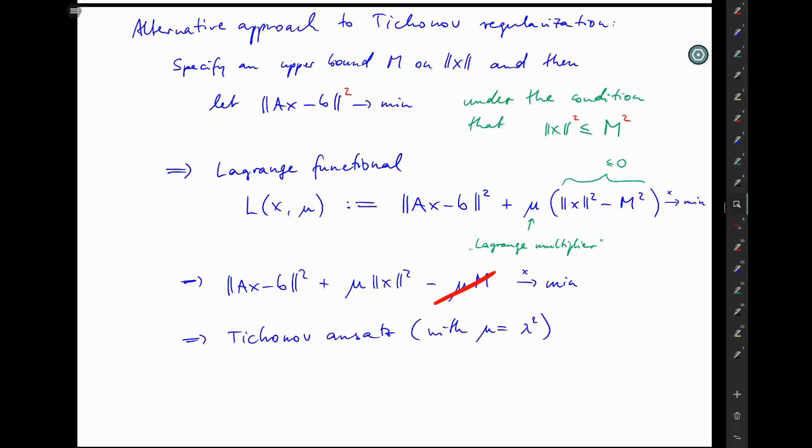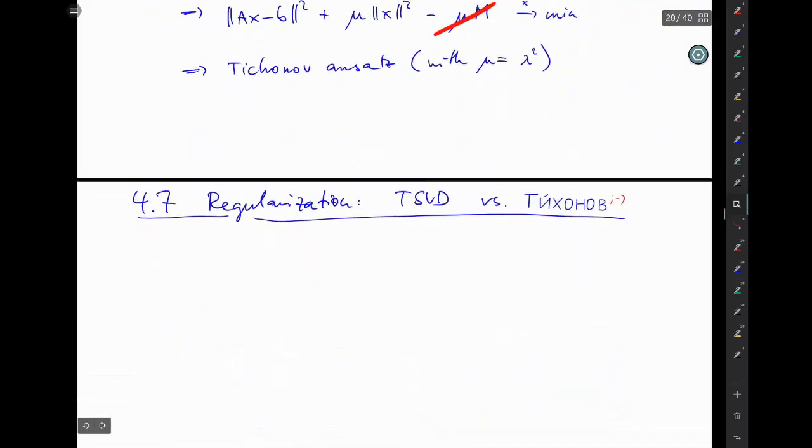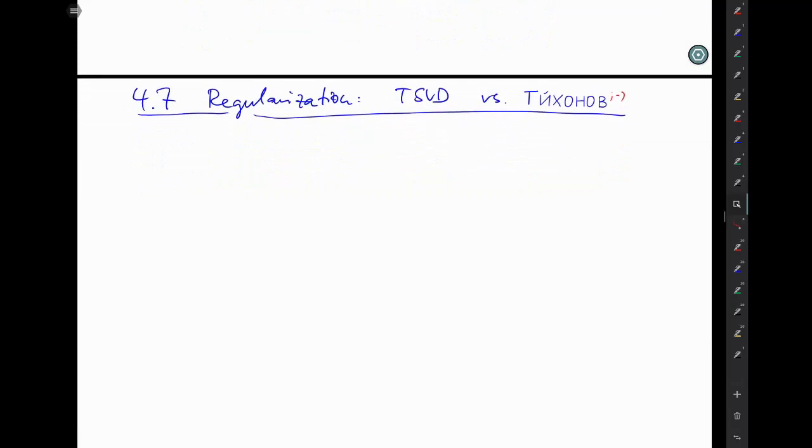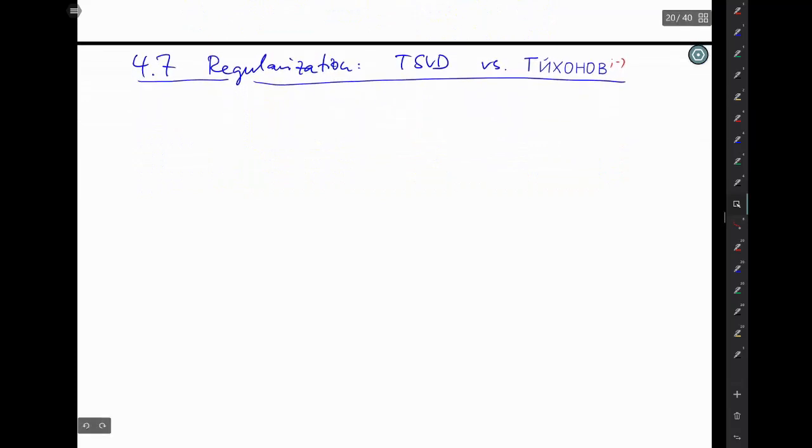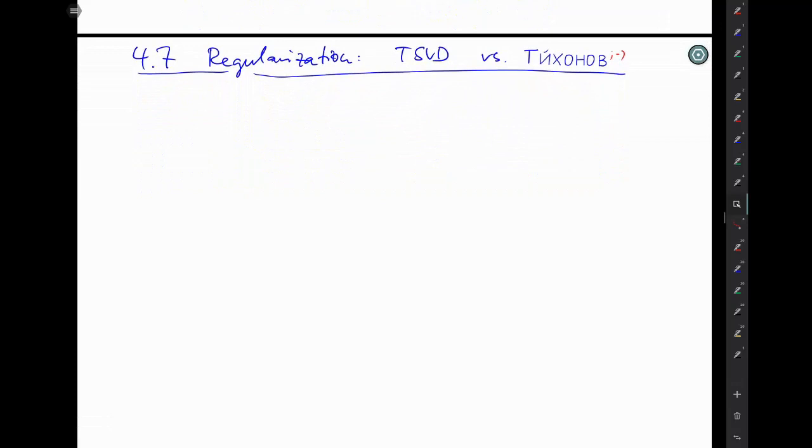In the last two sections, 4.5 and 4.6, we've seen two different ways of regularizing an operator. One was TSVD, truncated singular value decomposition, and the other one was Tichonov regularization. And now in section 4.7, we're going to compare the two. Okay, let's see what's coming out.